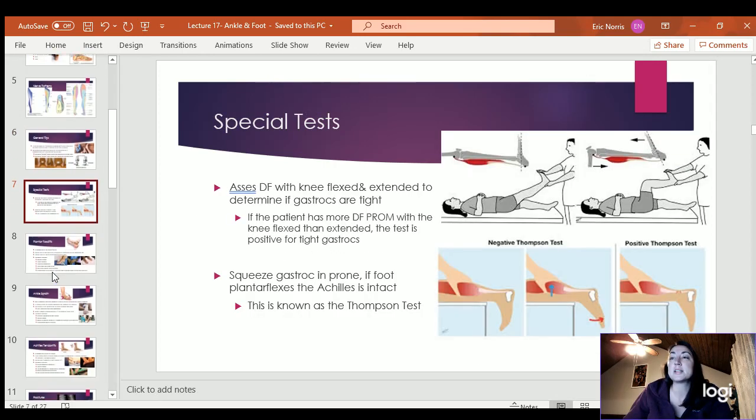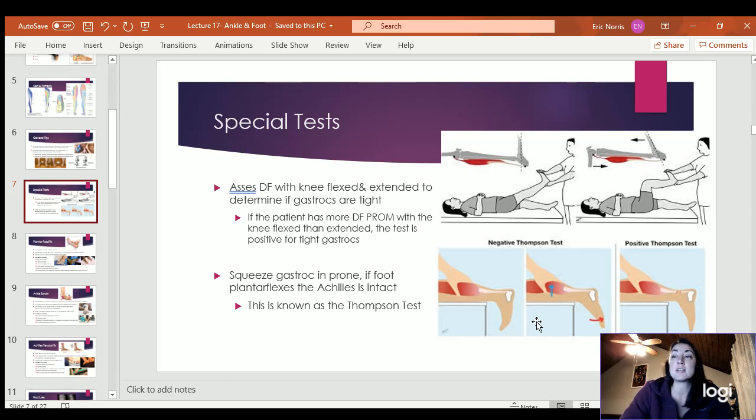Our special tests. So first we can test the gastrocs to determine if there's tightness in the gastrocs by doing passive range of motion dorsiflexion with the knee flexed and extended. If they have increased dorsiflexion range of motion when the knee is bent, then the gastroc was limiting their dorsiflexion with it straight. So it means the gastroc was tight.